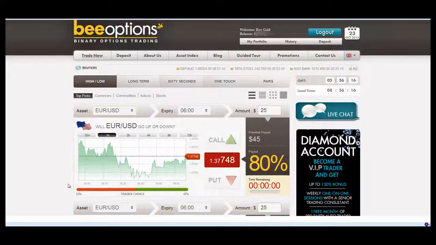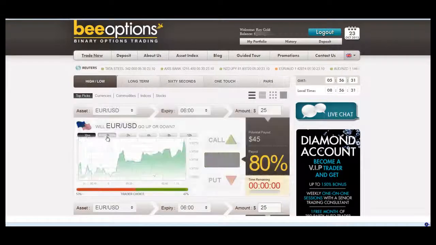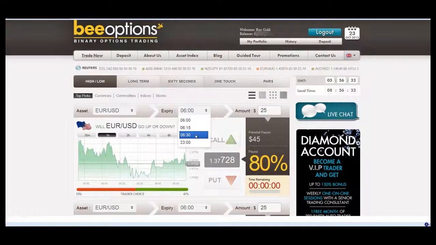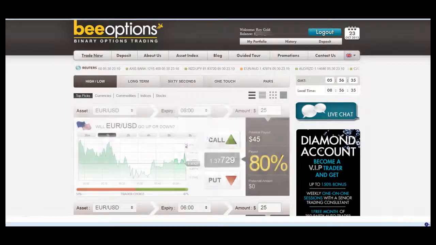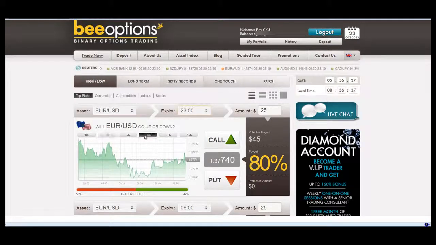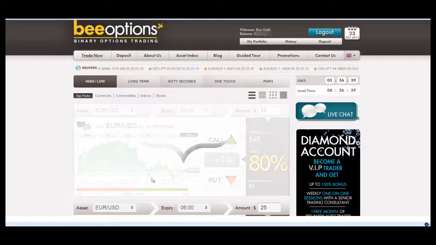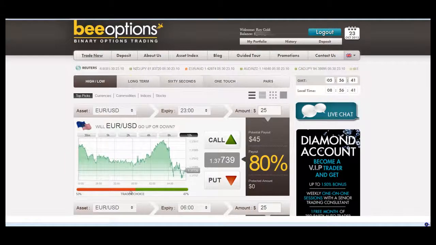If you want to use an external source other than a signals provider, I can give you something that might help. Another way to prove that these trader choices are really meaningless is because when you change the time frames available, whether it be on the graph or your expiry time, these trader choices don't change.